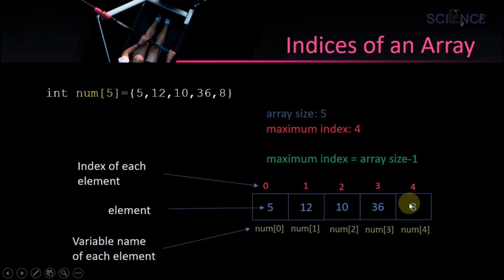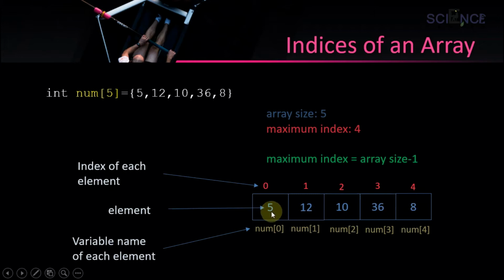So what is the size of this array? We know there are 5 elements, right? So my array size is 5. But what is the maximum index of my array? We begin from 0 and it will increment 1 by 1, right? So index of element 5 is 0. Index of element 12 is 1. Index of element 10 is 2. Likewise, each and every element has a single index, right?